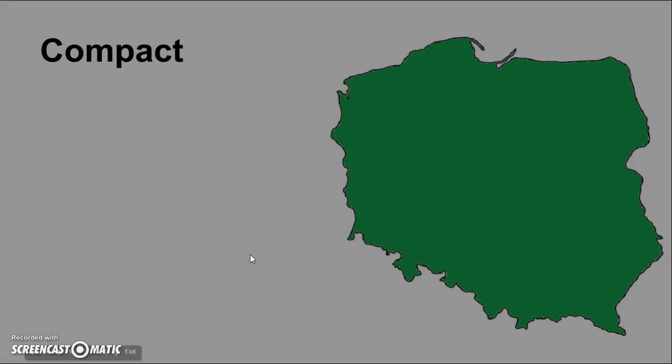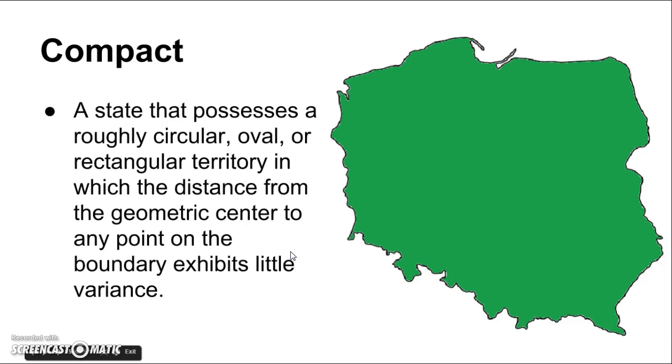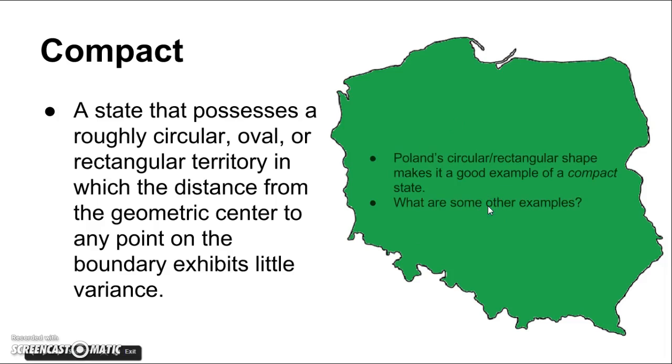So, the next one is a compact state. And a compact state is a state that possesses a roughly circular, oval, or rectangular territory in which the distance from the geometric center to any point on the boundary exhibits little variance. So, taking this example here, Poland, its circular rectangular shape makes it a good example of a compact state. So, looking at where my mouse is now, if you go anywhere from the middle out, it's about equal distance to any point, which makes it a compact state.